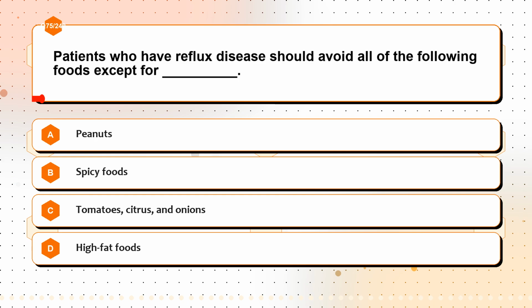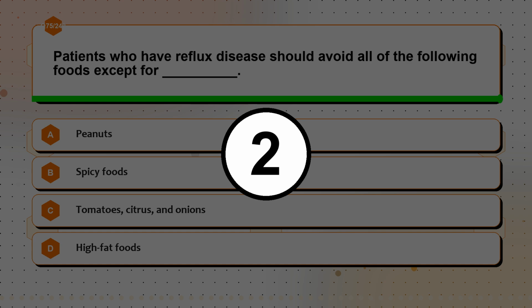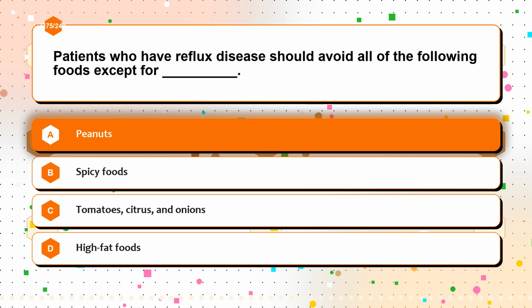Question 75. Patients who have reflux disease should avoid all of the following foods except for blank. Here are the options. Option A, peanuts. Option B, spicy foods. Option C, tomatoes, citrus, and onions. Option D, high-fat foods. The correct answer is option A, peanuts.